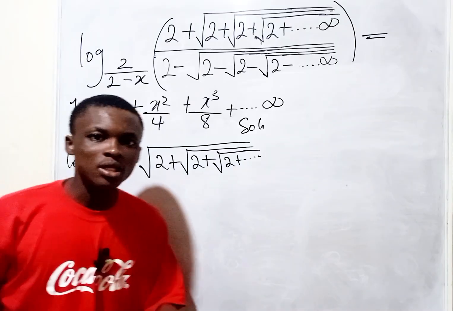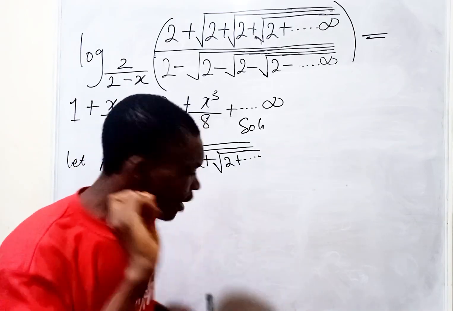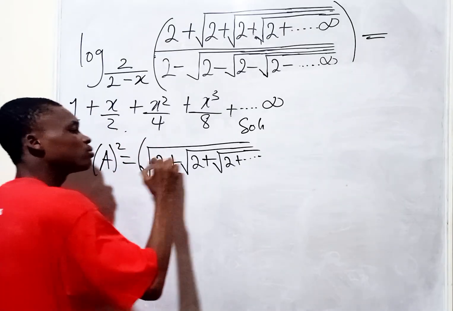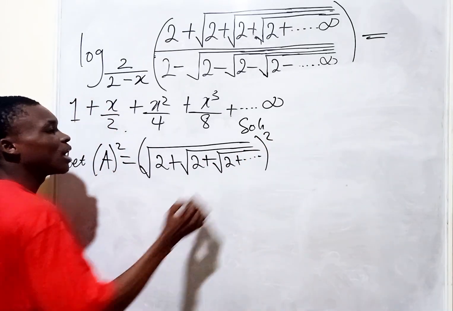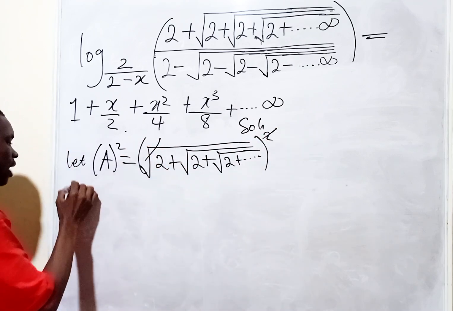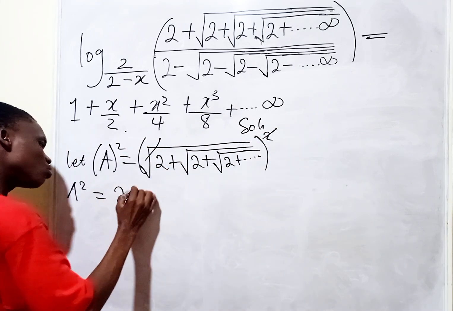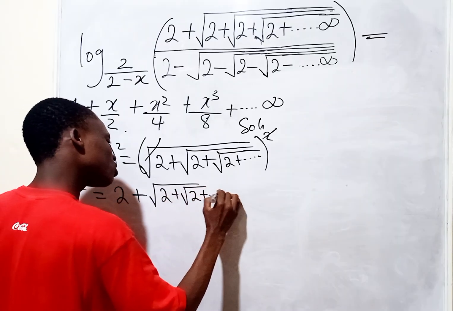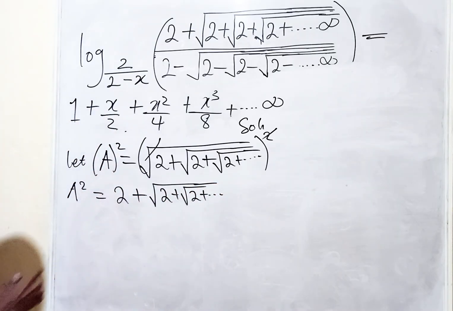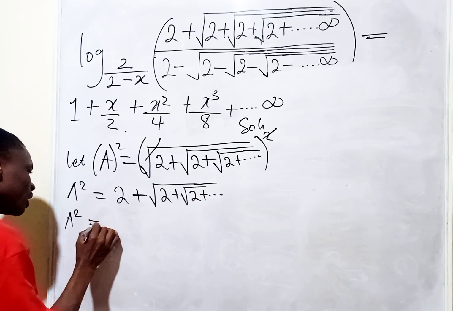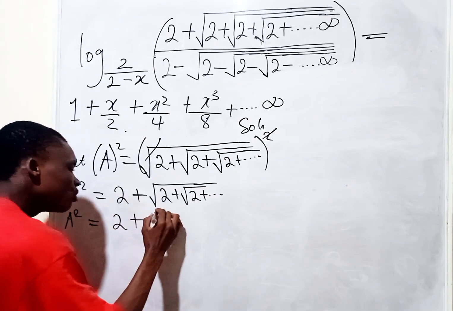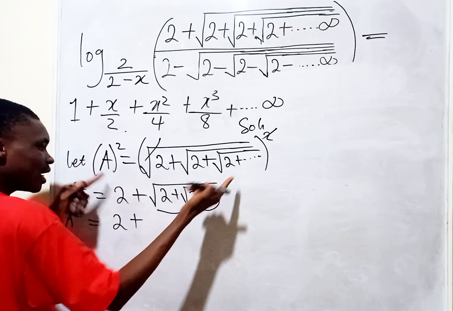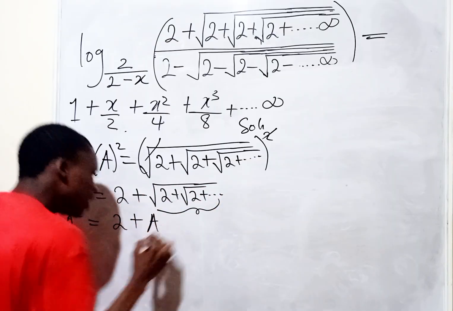Now, what next? If you have something like this, what are you going to do? Square both sides. If you square both sides of this radical equation, the square cancels out the square root, and a squared equals 2 plus the square root of 2 plus the square root of 2 plus dot dot dot. It goes like that. Now from here, let's substitute. Say a squared equals 2 plus, if you look at this place very well, it looks like here. We see that a equals this, and this is the pattern. So we can put a here.